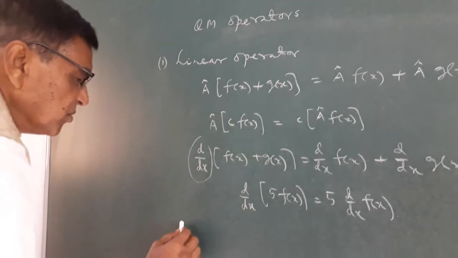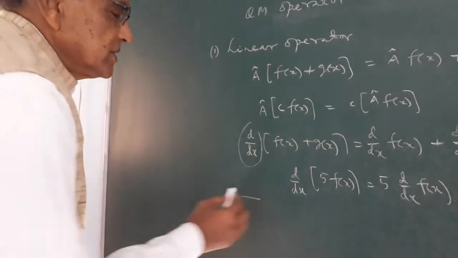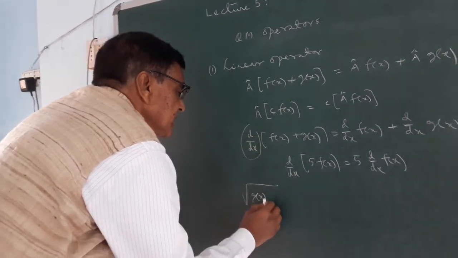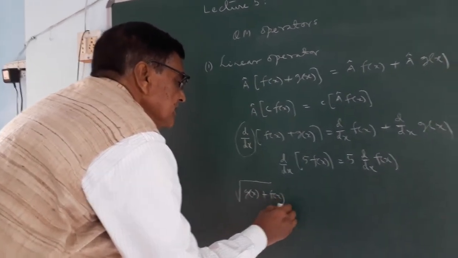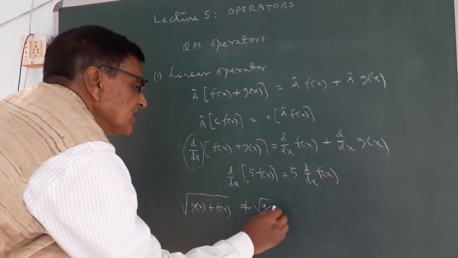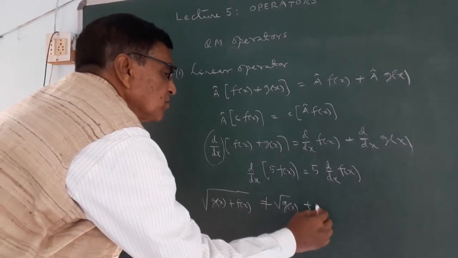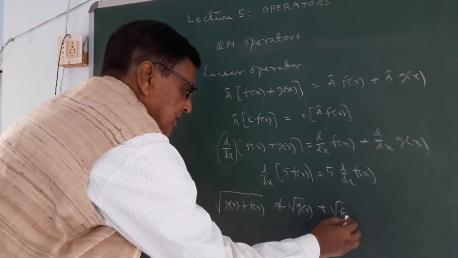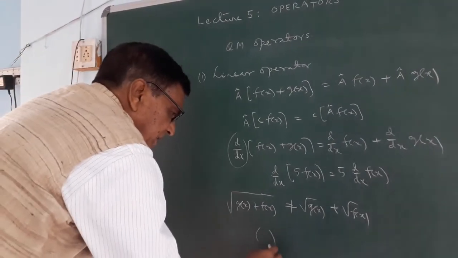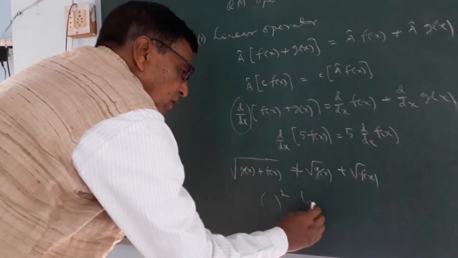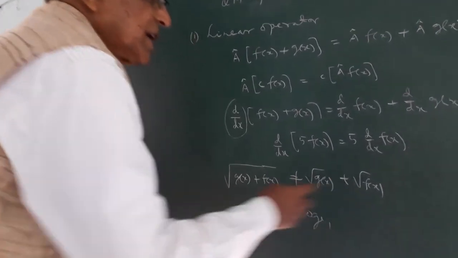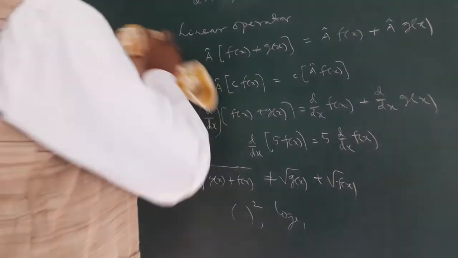But a square root is not a linear operator. Say g(x) + f(x), and this is not equal to root of g(x) plus root of f(x). So the square root is not a linear operator. Square is not a linear operator. Log e is not a linear operator. And sine and cosine are also not linear operators.